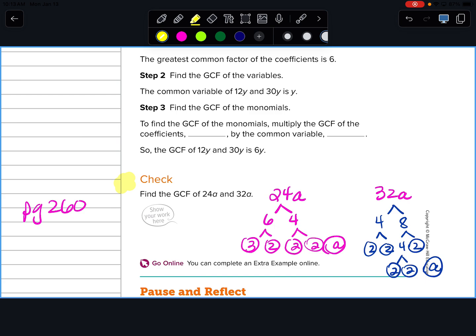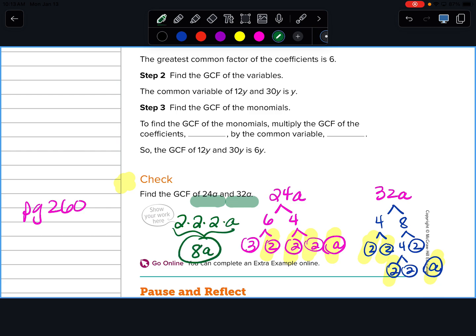So look at both of them and kind of highlight or mark what is in common. I see 1, 2. I see a second 2. I see a third 2. And I see an a. So the GCF of 24a and 32a is going to be 2 times 2 times 2 times a. When I multiply that out, I'm going to get 8a. So that is the largest factor, the greatest factor that they both have in common. That can be divided into both 24a and 32a.